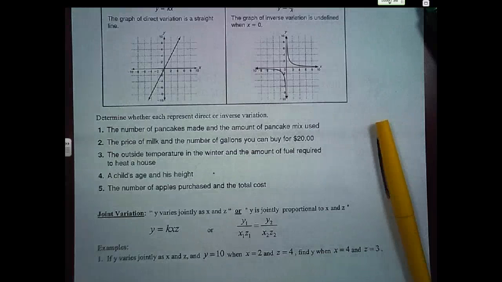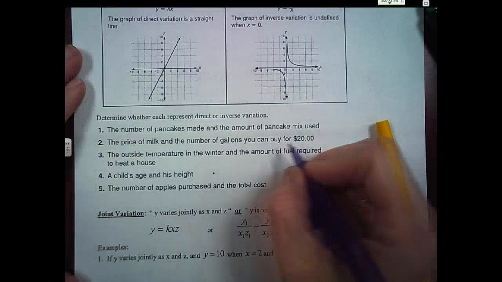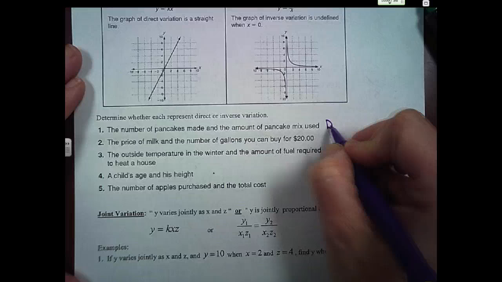Number 1, the number of pancakes made and the amount of pancake mix used. So I ask myself, if the number of pancakes made goes up, what happens to the amount of pancake mix used? Is more going to get used? Yeah, they're both going to go up, aren't they? So the answer to this one then would be direct, because they both went up.